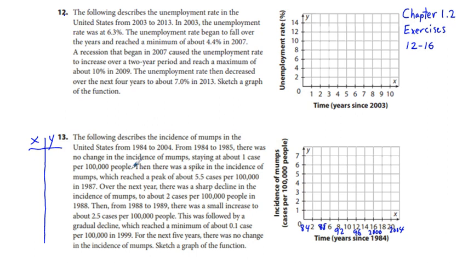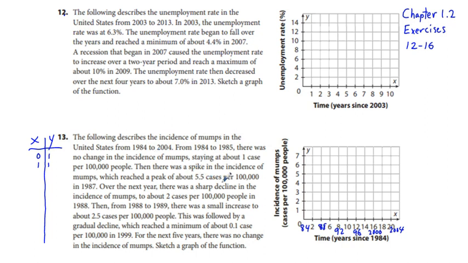Okay, let's go ahead and look at this. From 1984 to 1985, there was no change in the incidence of mumps, staying at about 1 case per 100,000 people. So at year 0, which represents 1984, we had 1 case per 100,000 people. Then in 1985, which is year 1, there was no change, so we call that 1.